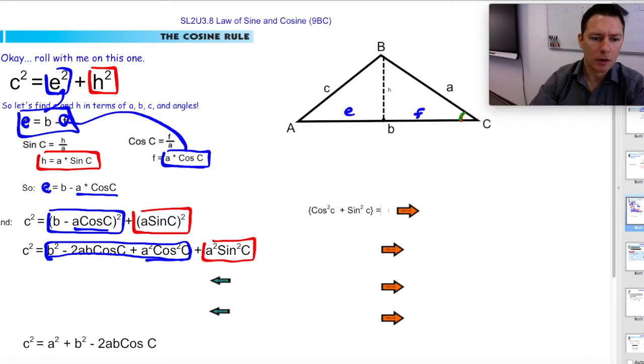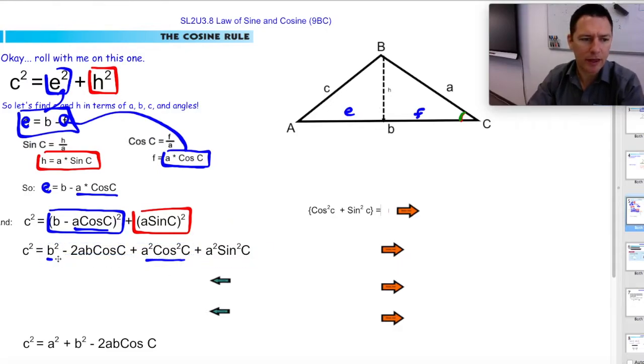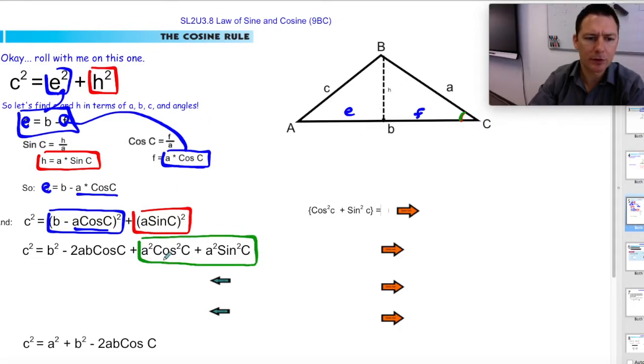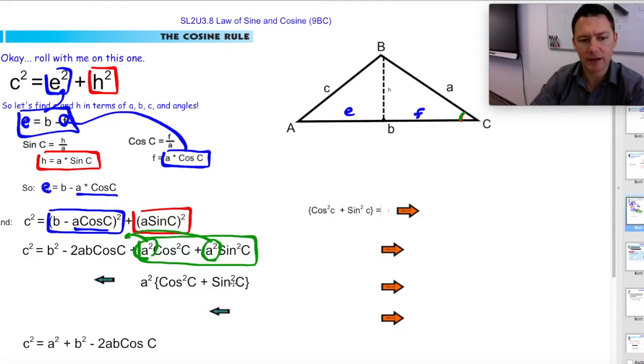All right. Great, that's nice. What's neat about that is that these last pieces look really similar. And if you factor out an A squared, you end up with this. There's A squared times cosine squared C plus sine squared C, right? And then you have the rest of the leftovers. There's the B squared and the other piece.